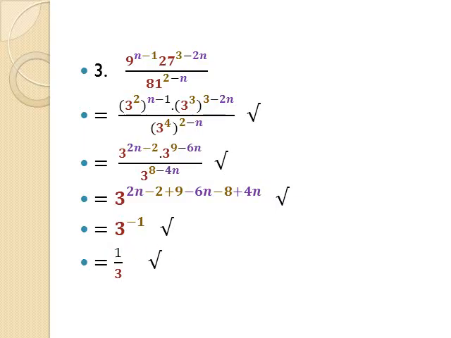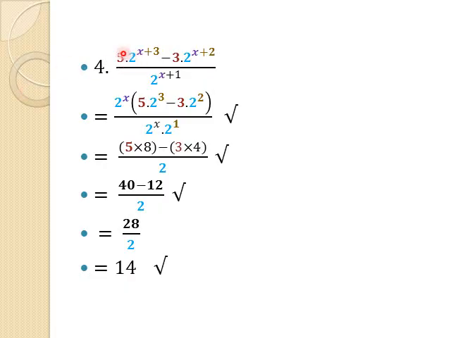Right, let's look at number 4. Here they've given me 5 times 2 to the power x plus 3, minus 3 times 2 to the power x plus 2, divided by 2 to the power x plus 1. Because there's a plus or minus sign between terms, generally we are testing a common factor. We have base 2, both 2 to the power x, so I can take 2 to the power x out as a common factor. So 5 stays there, 2 to the power x cancels.